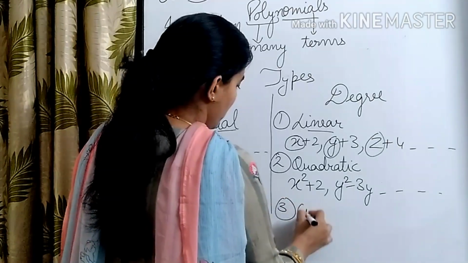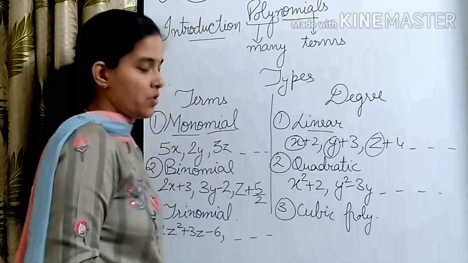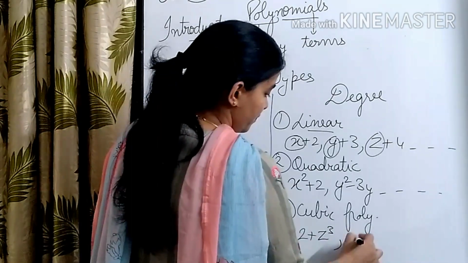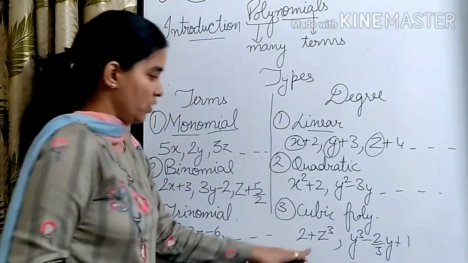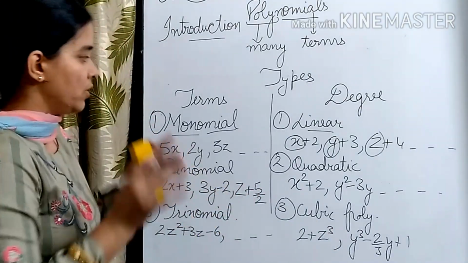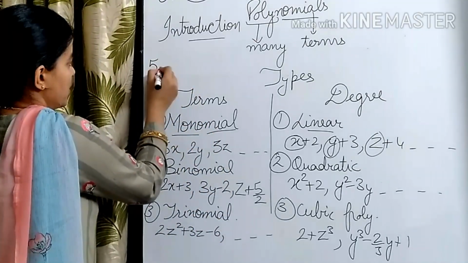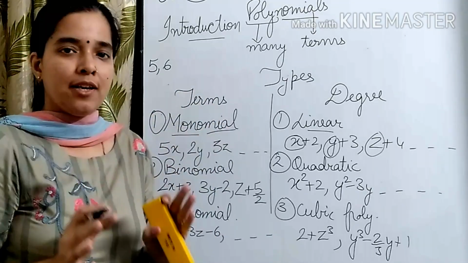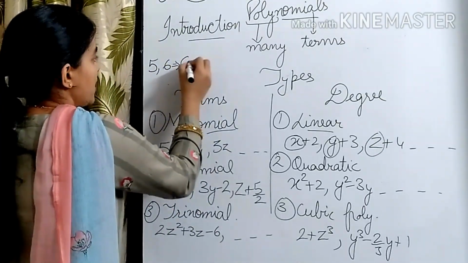Third one is cubic polynomial. So cubic polynomial means where the degree is 3, like this way. So these are cubic polynomials where the degree is 3. Okay. Now the thing to understand. First one is, what are these numbers? Are they polynomial? Yes. 5, 6 or any number, any constant is a polynomial and they are known as constant polynomial.